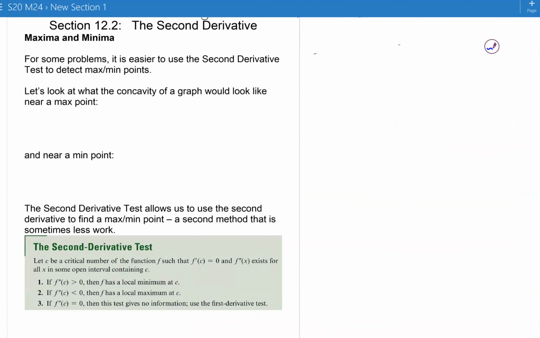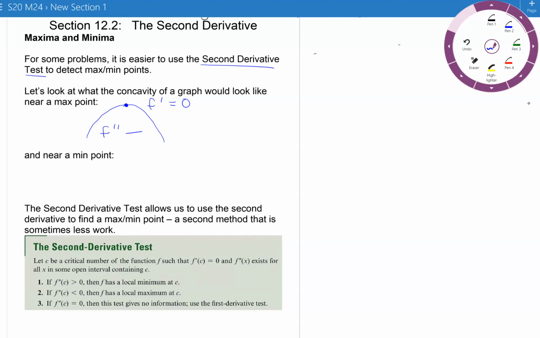Okay, so there's something called the second derivative test that often is actually easier to use for finding local max and local min points. So let's think about how this would work. If we have a point that's a max, so here's my point where the first derivative is 0, well, notice that the second derivative is negative. So if I can find a point where the first derivative is 0 and the second derivative is negative, I will know I have found a local max.